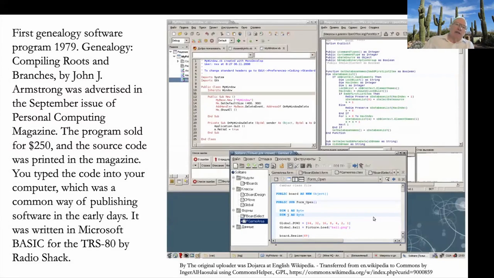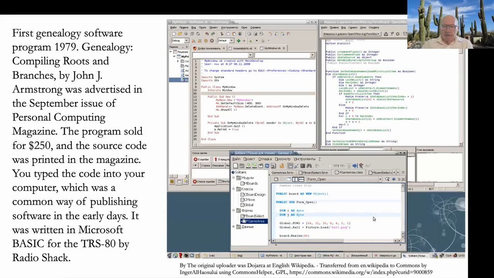So what about genealogy and genealogy software programs? The first genealogy software program was developed in 1979. So you can see it's pretty close to the beginning time of computers. It was called Genealogy: Compiling Roots and Branches, and it was programmed by a person named John J. Armstrong. It was advertised in the September issue of Personal Computing magazine back in 1979, and it sold for $250.